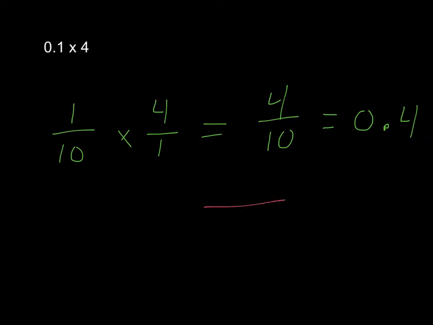The way that I turned it into a decimal here with 4/10 is I took my 4 and divided it by 10. 10 goes into 4 evenly 0 times, but I can bring down a 0. 10 goes into 40, or 40/10, 4 times. Remember that decimal's already there.